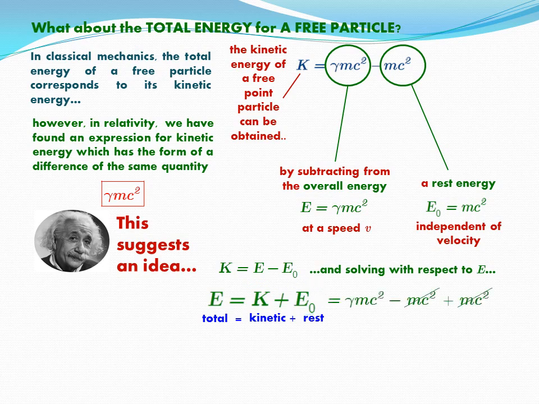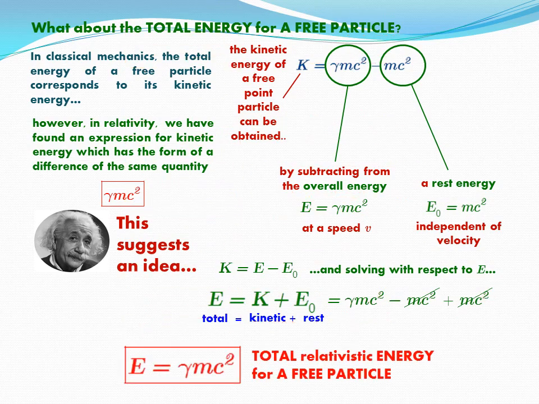And if we replace K and E0 with their expression, we cancel off this mc squared factor over here, and here we have the total relativistic energy for a free particle, E equals gamma mc squared. And if we want to use the relativistic mass, we have the more famous formulation E equals mr c squared, where mr is not the Newtonian mass but the relativistic mass of the point particle.